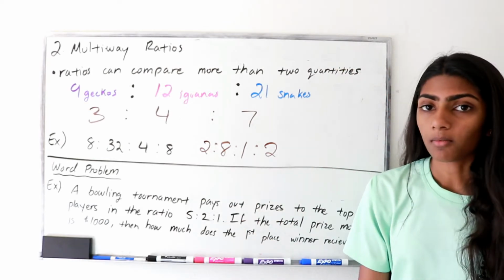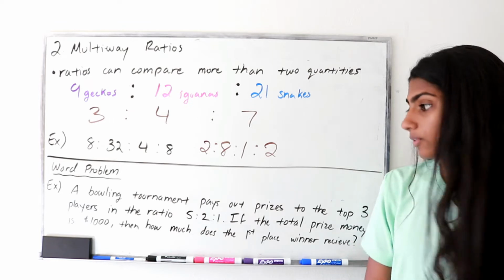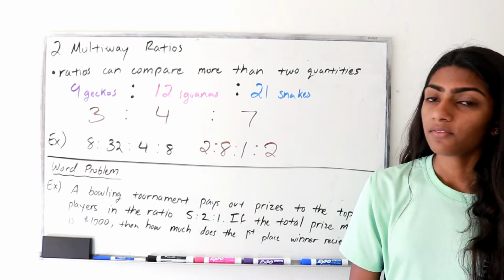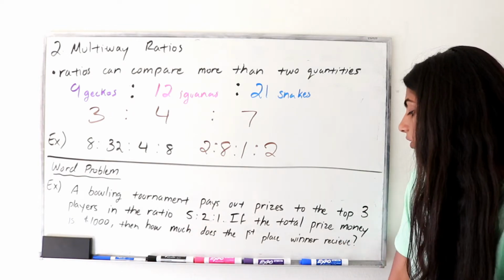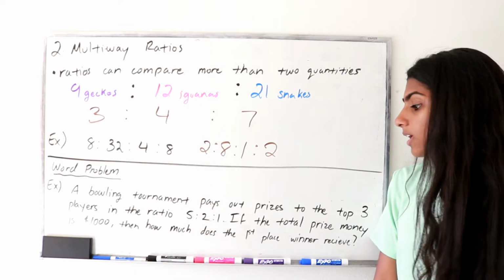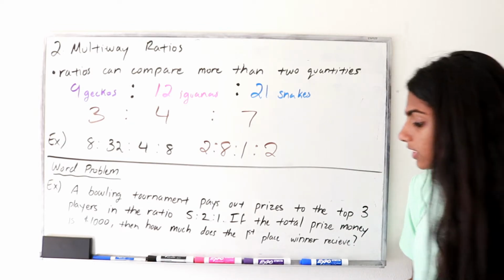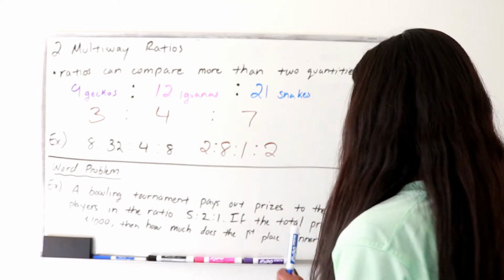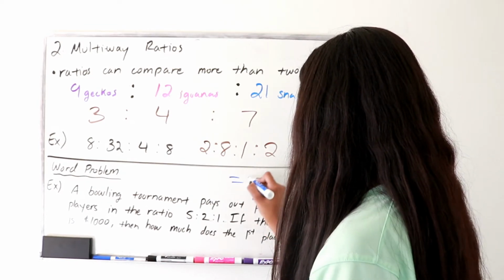Now let's look at this word problem. So a bowling tournament pays out prizes to the top 3 players in the ratio 5 to 2 to 1. So this is first, second, and third. If the total prize money is $1,000, then how much does the first place winner receive? So to figure this out, first thing I do is find out the total prize money, which is $1,000, and we already know that. So that makes it easier for us. $1,000.